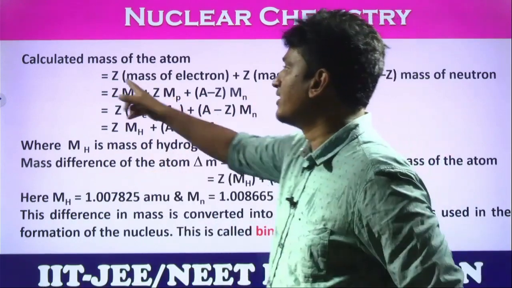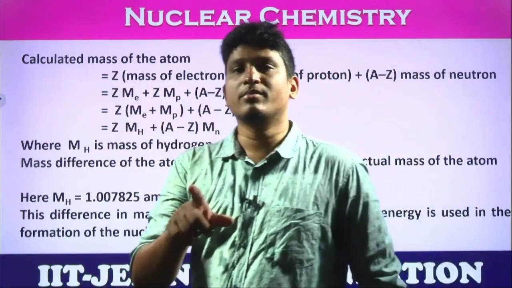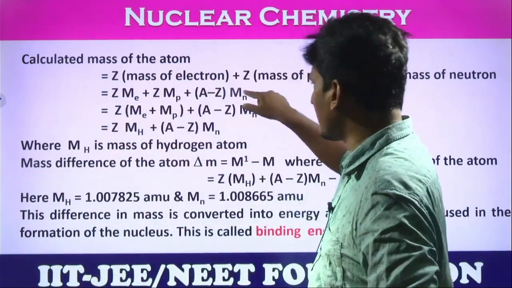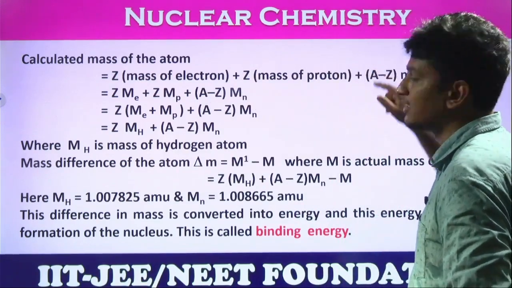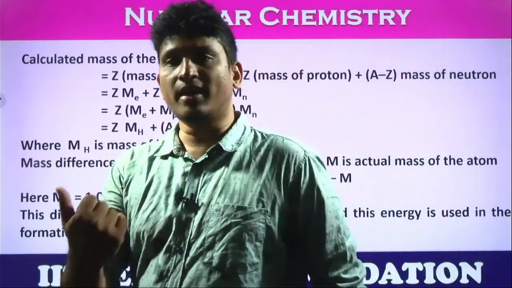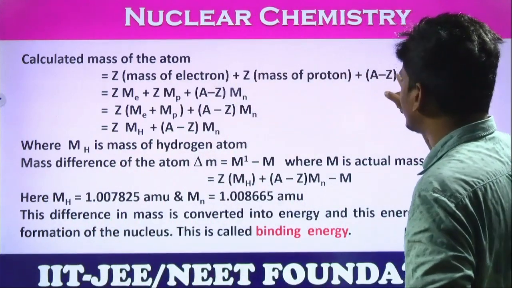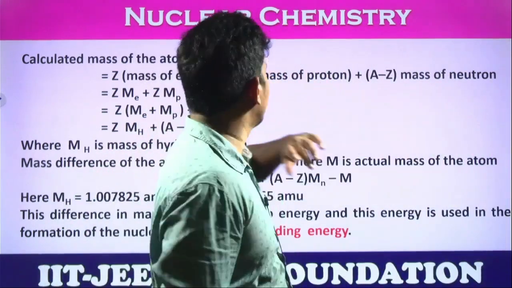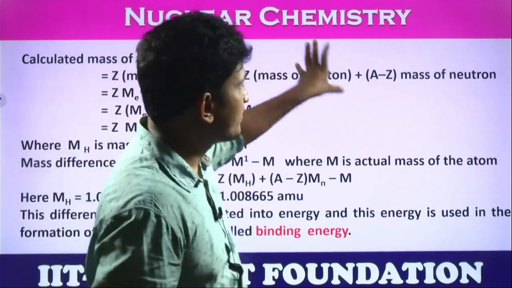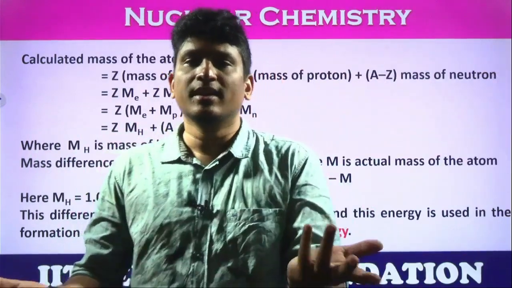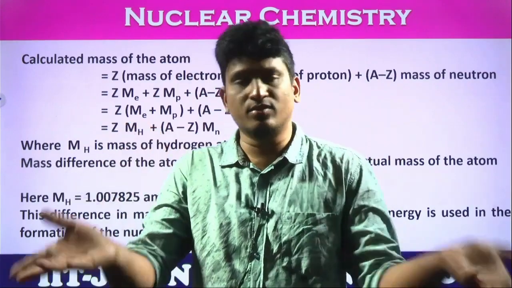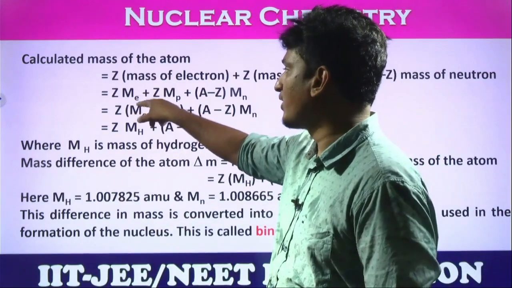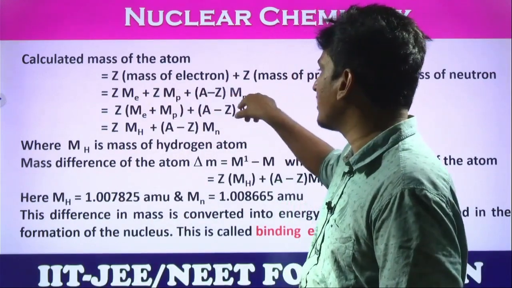Let's see the relation. Z indicates atomic number. You already know atomic number indicates the number of protons and the number of electrons in a neutral atom. So mass of electron plus mass of proton plus, how to find the number of neutrons? Mass number minus atomic number. Look at the relation: A minus Z, where A indicates mass number and Z indicates atomic number. So mass of electrons plus mass of protons plus mass of neutrons, what is that? The calculated mass of an atom. Right. So together we can have the shortcut notation: mass of electron Me plus mass of proton Mp plus (A minus Z) Mn, the mass of neutron.